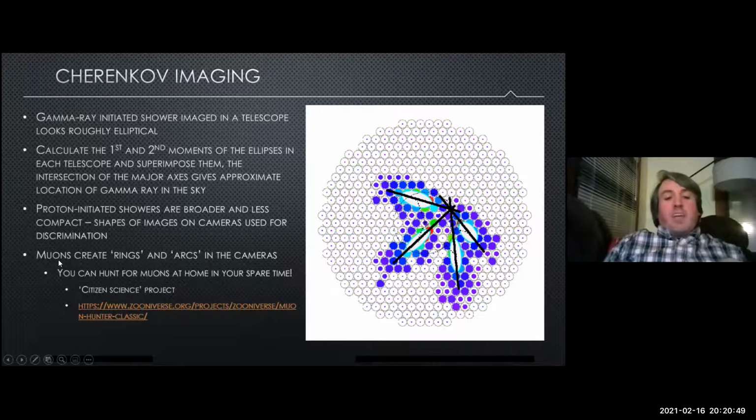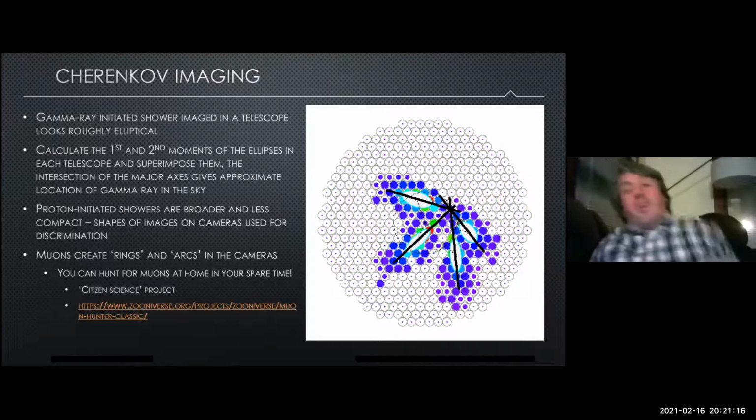So protons are one type of cosmic ray background. Muons are another, and muons create these sort of rings and arcs in our cameras. If you click on this link, it takes you to a place where you can actually hunt muons in Veritas data, and you can help train AI and machine learning algorithms to better pick out muons.